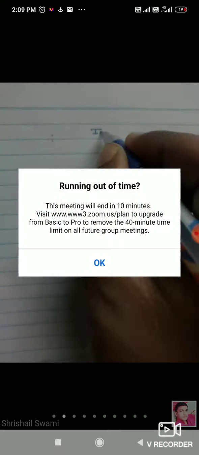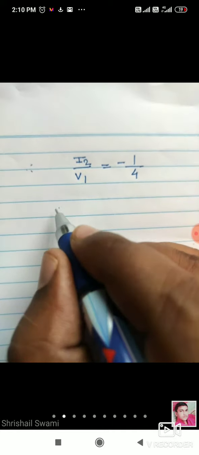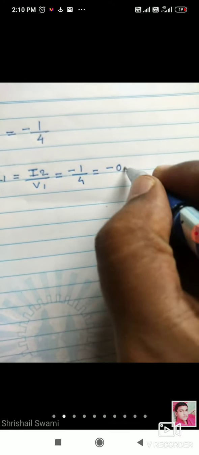Okay, so I2 by V1 is equal to minus 1 by 4. So what do you mean by I2 by V1? That is nothing but Y21. So Y21 is equal to I2 by V1 is equal to minus 1 by 4 is equal to minus 0.25 mho. So this is the answer of Y21.